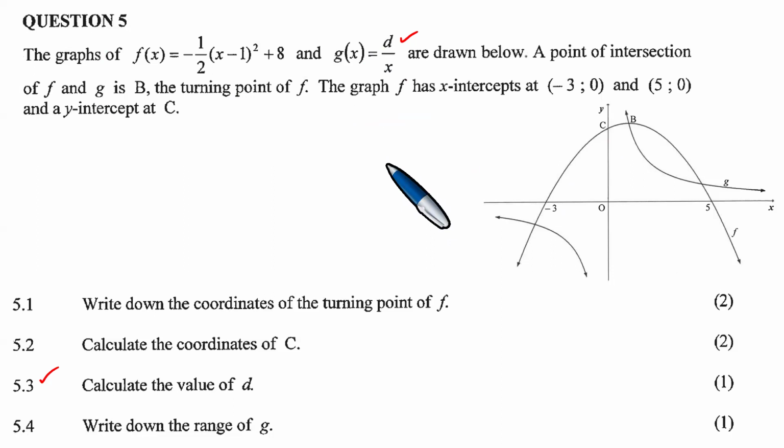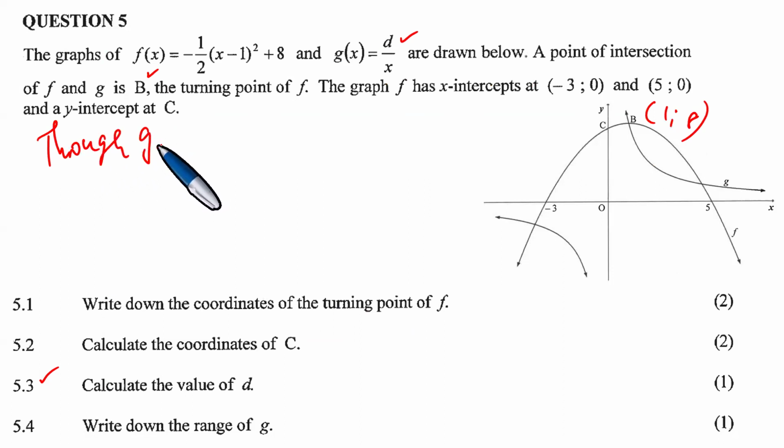We're able to see at this pointer that it passes through, for instance, the point of intersection, which is the point B, and we actually know that it is the turning point, so B would have the coordinates (1, 8). So right at this pointer, in other words, it passes through B with the coordinates (1, 8).